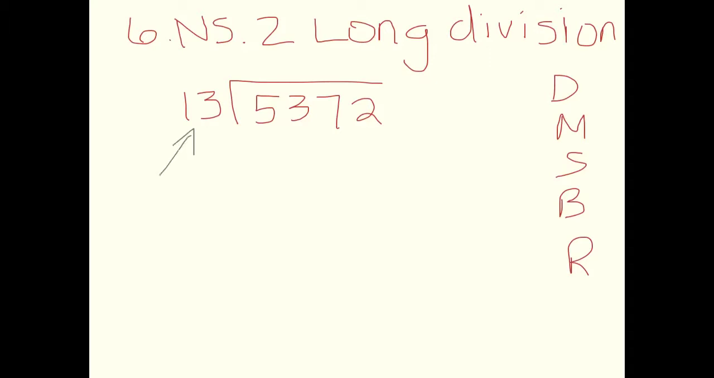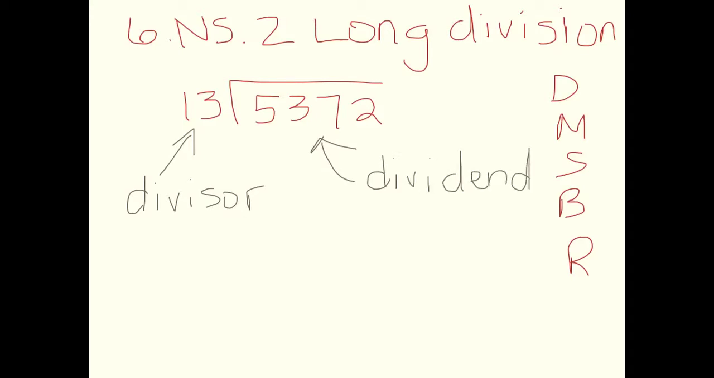Remember, the outside number is called your divisor. The inside number under the house is called your dividend. The answer that you get on top of the house is the queen or the quotient. That is the answer of your division problem.